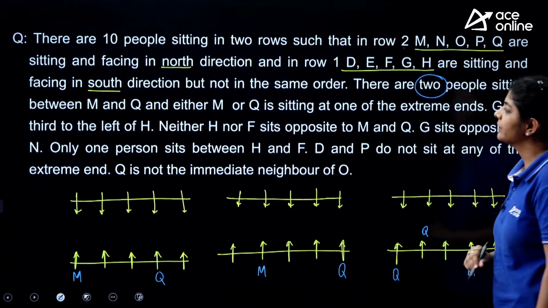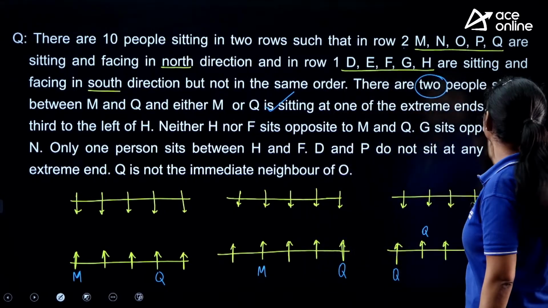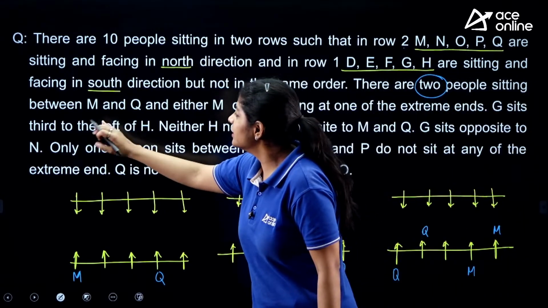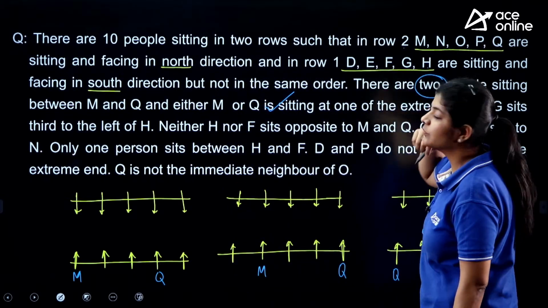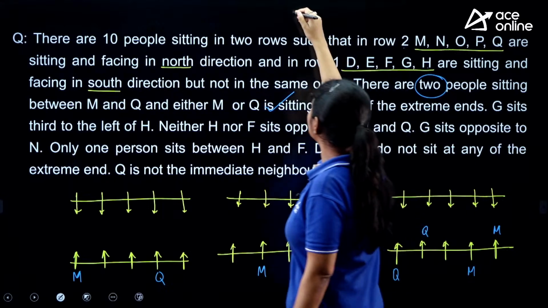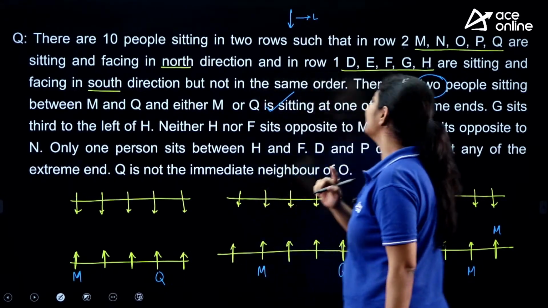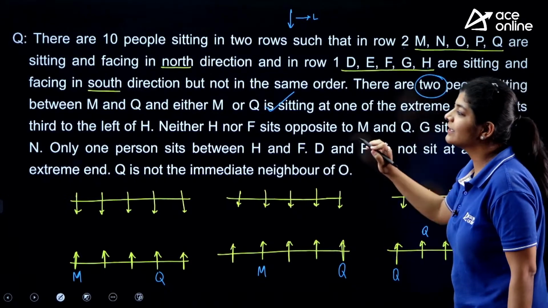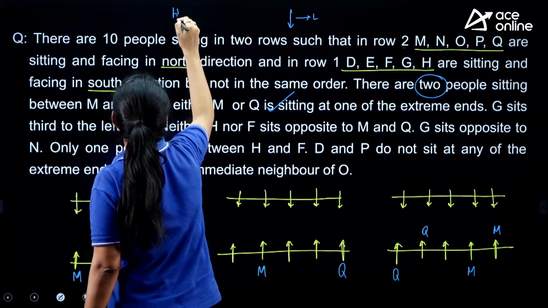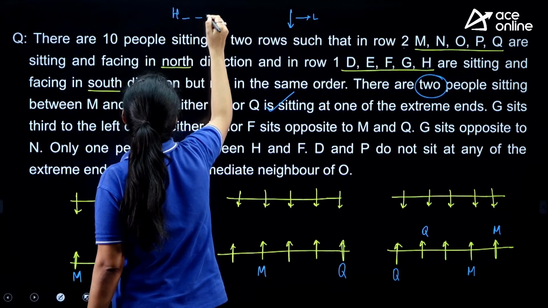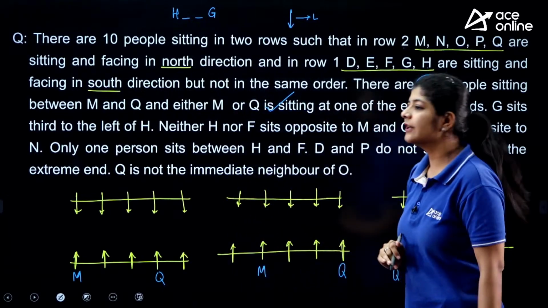Now next. In the next line it is given that G sits third to the left of H, and these 2 people are facing towards the south. That means if these people are facing south, so this is the left. The clue says G sits third to the left of H. So if H is sitting over here, then first left, second left, third left, here we have G.